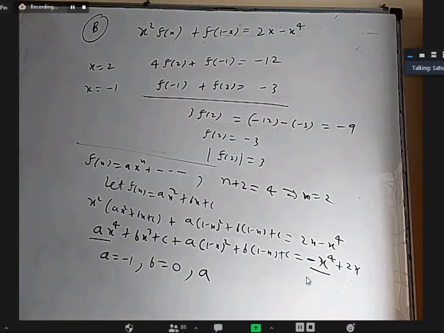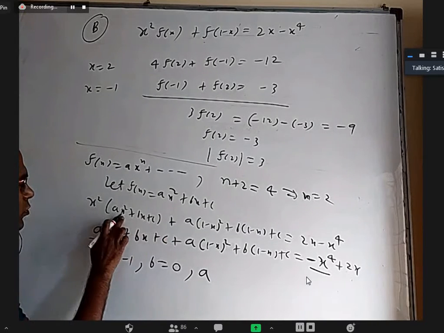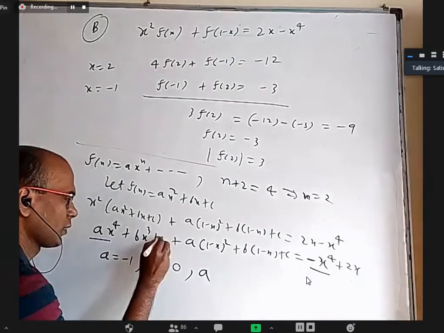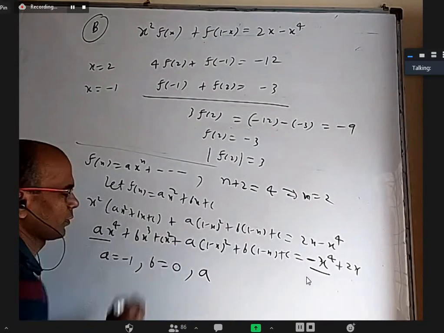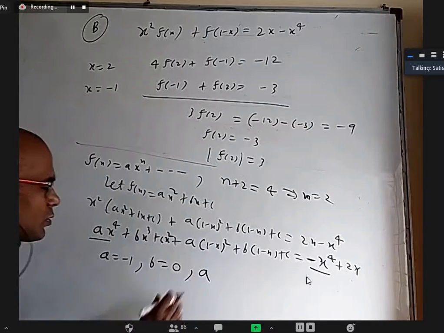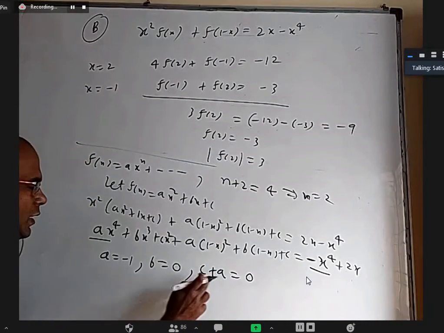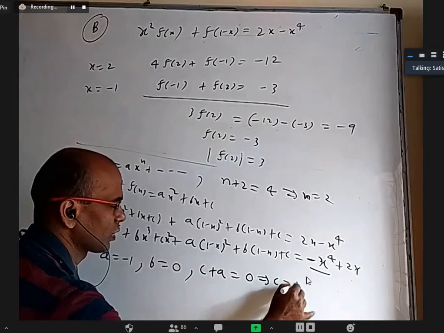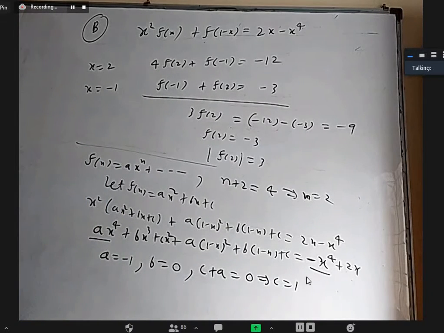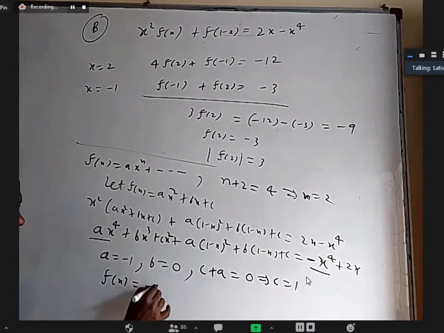Something is wrong. CX square, sir. Huh? BX square. I forgot, it is the CX square. So thank you. Yes, it is CX square, sir. Okay, thank you. So when I take x square, there is c here also, that is c plus a, and that is 0. Already a is minus 1, so c equals 1. So I got the a, b, c values already. That means my f of x, based on this, is minus x square, no x term, plus 1.